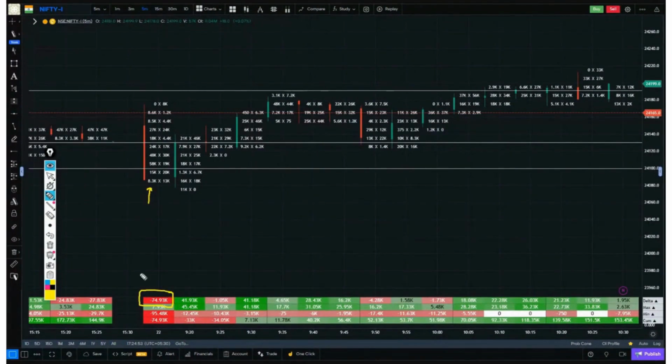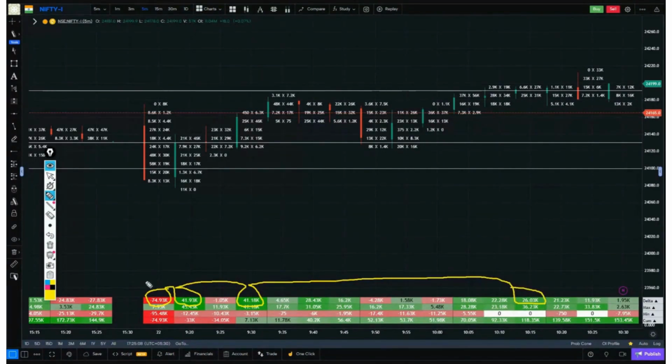74,000. Now, before reading the footprint, one more thing. Like the delta of the first candle, the delta of the second candle, okay? The delta of the third candle. Then, look, this is the delta of this candle. Now we will talk about both negative and positive delta.